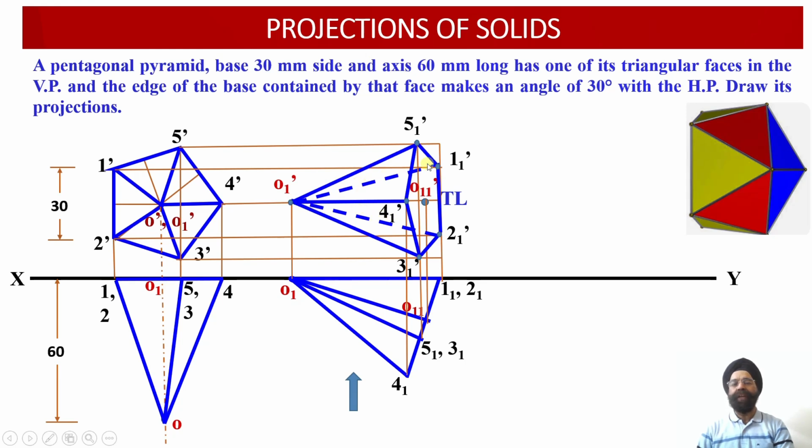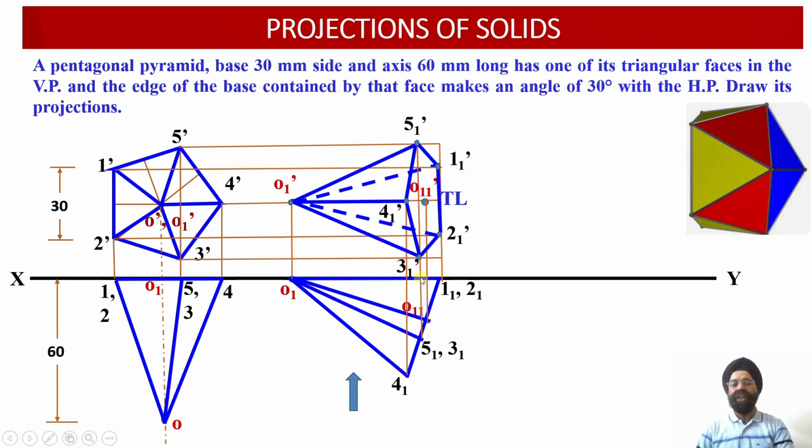So here we have been able to obtain the true shape of this particular triangular surface which is contained by the vertical plane. So these projections are obtained as true shape projections in the front view projection. So 1 1 dash and 2 1 dash. This edge, we know, is the edge of the base contained by this face, O1 2. So out of this triangular face, we are now talking about this base edge 1 2. This base edge is further inclined at an angle of 30 degrees.